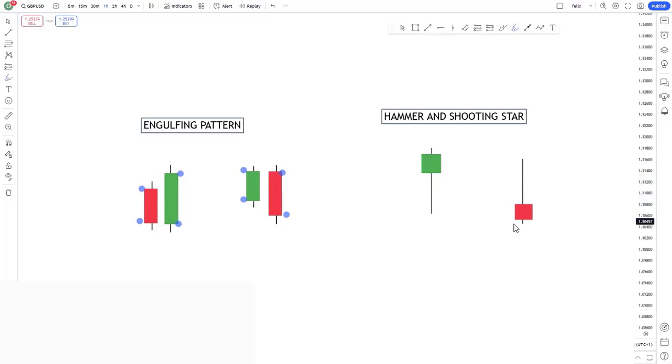And just the opposite is shooting star. The price opens here. Buyers were in control, push the price towards the highs. Then sellers stepped in and took charge and pushed the price finally towards the lows. Buyers pushed the price towards this high. Then the sellers took charge, pushed the price towards this very low here. This is what we call hammer and shooting star.